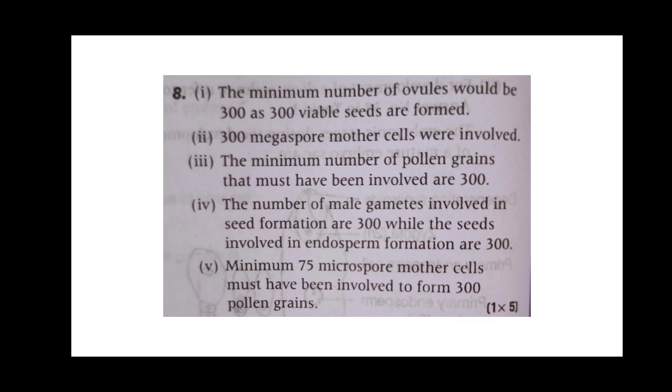Like it is mentioned, 300 viable seeds are there. So 300 viable seeds will have only 300 ovules inside, and each ovule will be fertilized by one pollen. So definitely there will be 300 ovules that are responsible there. Then the question was how many megaspore mother cells were involved. So there are 300 megaspore mother cells involved because each megaspore mother cell is going to produce only one megaspore which will be transformed into one ovule. So if there are 300 ovules involved, that means there are 300 megaspore mother cells involved.